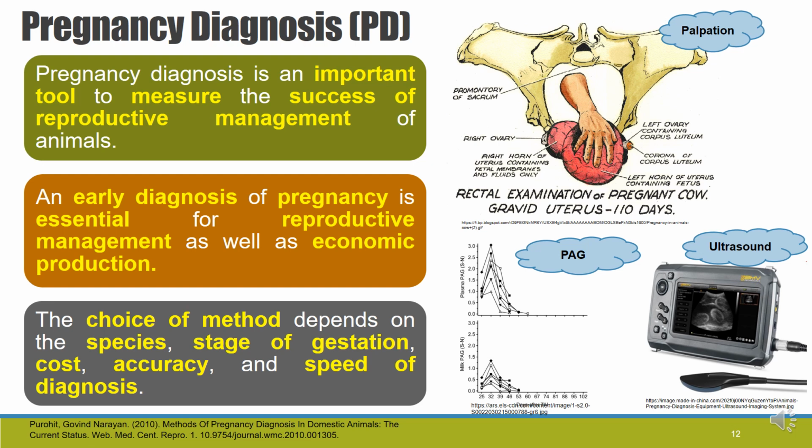Pregnancy diagnosis. Pregnancy diagnosis is an important tool to measure the success of reproductive management of animals. An early diagnosis of pregnancy is essential for reproductive management as well as economic production. In pregnancy diagnosis, the choice of method depends on the species, stage of gestation, cost, accuracy, and also the speed of diagnosis. In these figures, we can see different types of pregnancy diagnosis in animal. The first one is palpation technique. The second one using ultrasound. And the third one, evaluation of pregnancy-associated glycoprotein.